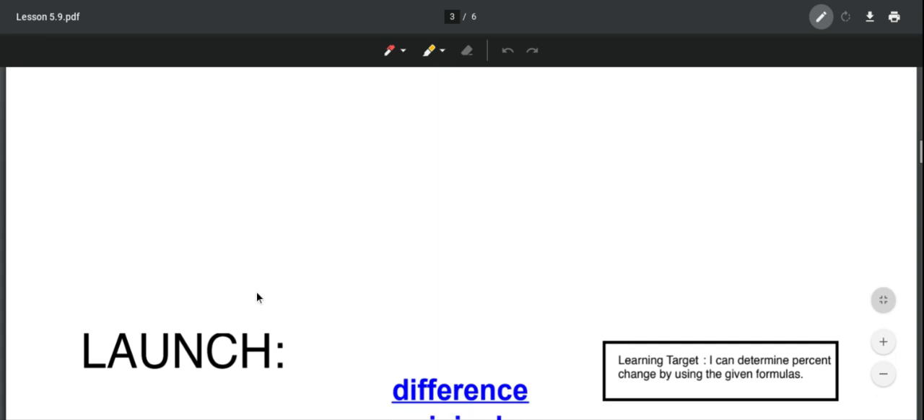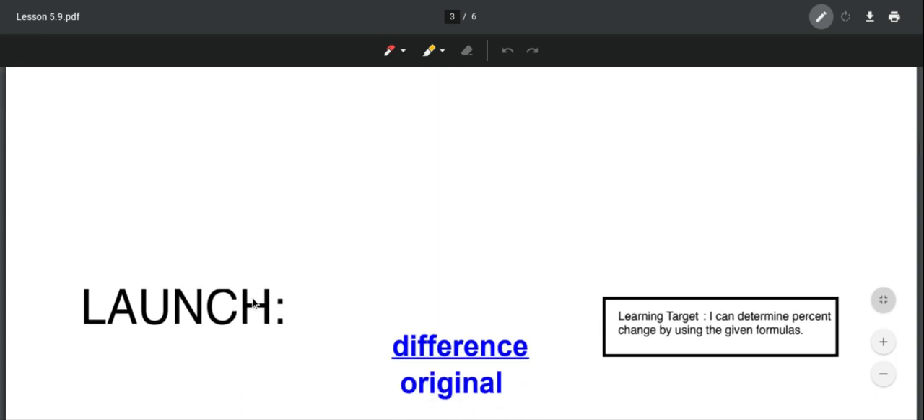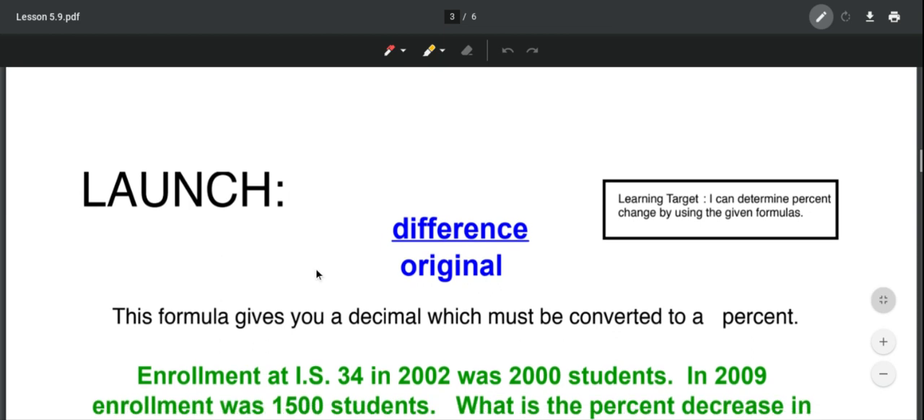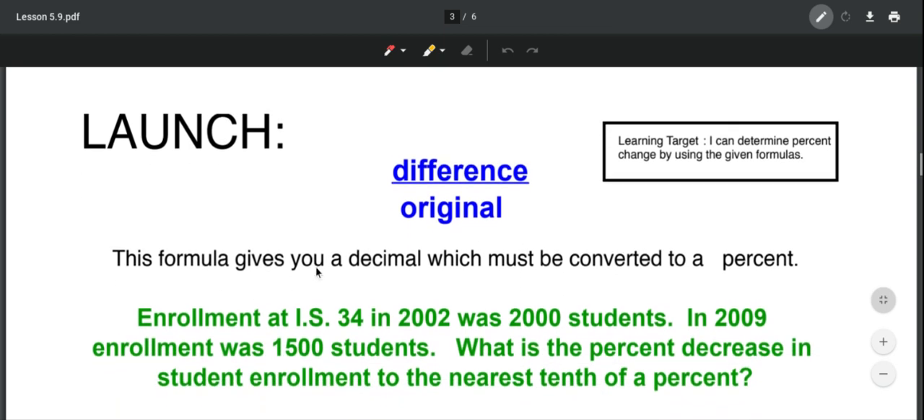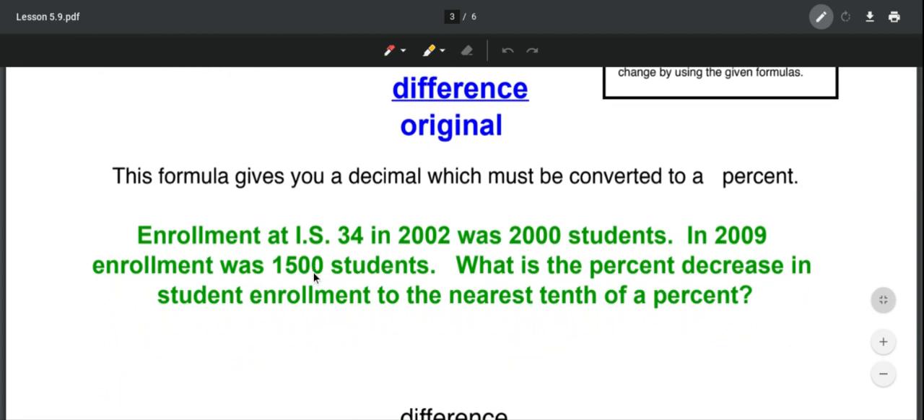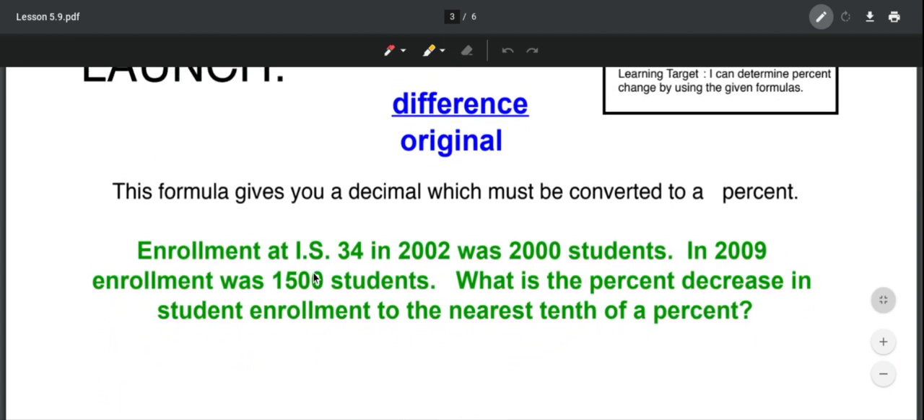So let's take a look at how percent of change works. In order to find the percent of change, we would take the difference between the two numbers, the change, and divide it by the original number. The formula gives you a decimal, which must then be converted to a percent. So let's see how this happens.